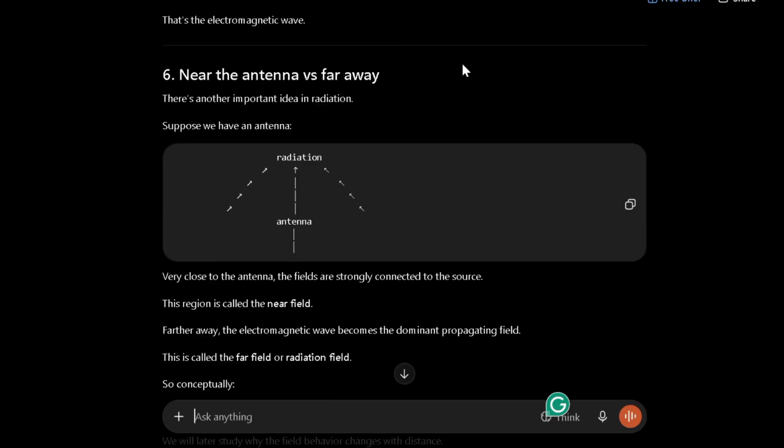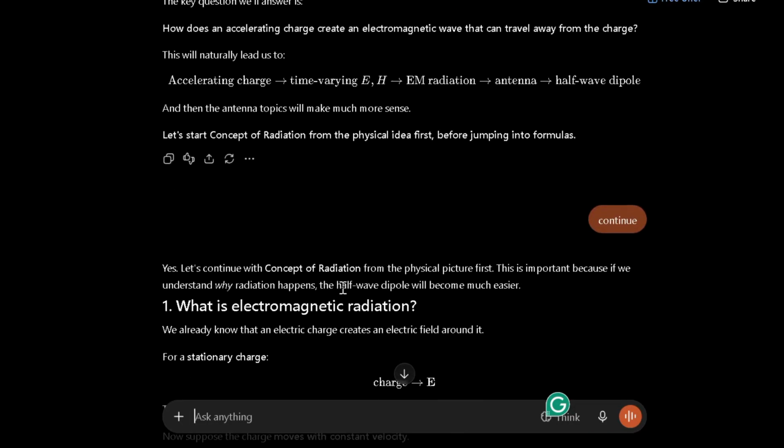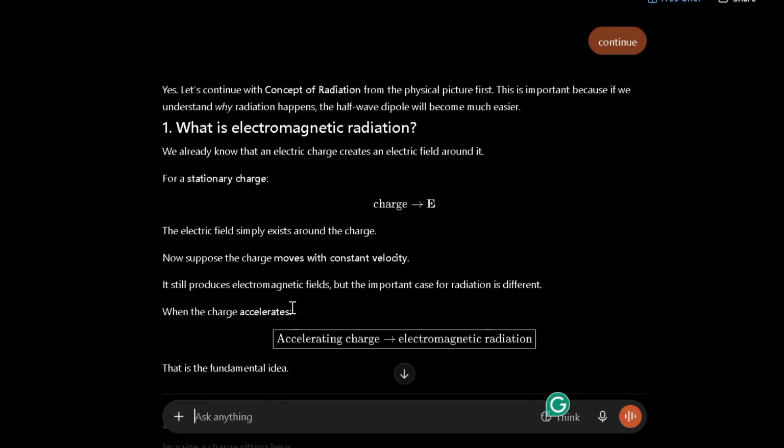So in studying radiation, what I studied is how the radio wave is created. A stationary charge initially has an electric field, but when there is a change in the charge's motion, it creates a magnetic field. Now suppose the charge moves with velocity. It still produces electromagnetic fields, but the important case for radiation is different.